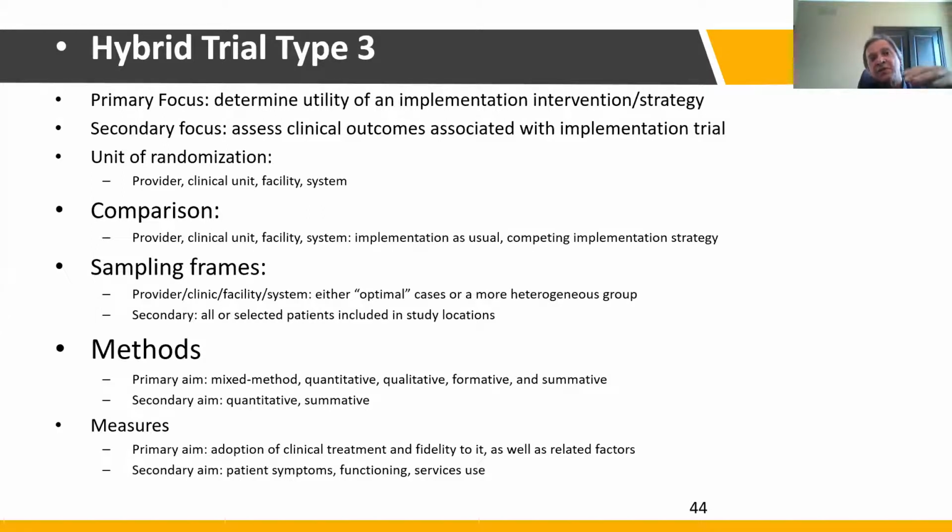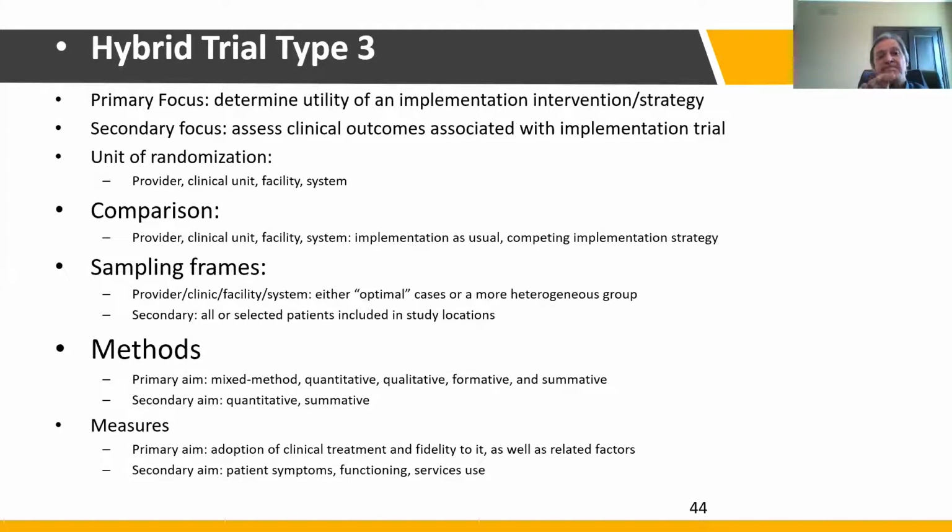And secondary focus is to assess clinical outcomes associated with implementation. Folks, I'm simplifying a lot of steps. This is my way of saying you may see some other classification, and bear with me, the publications are there, you can read it. The unit of randomization, provider, clinical unit, facility, system, works for both primary and secondary aims. The comparisons are always at a clinical level and facility and system levels. Sample frame is always at the clinic level.